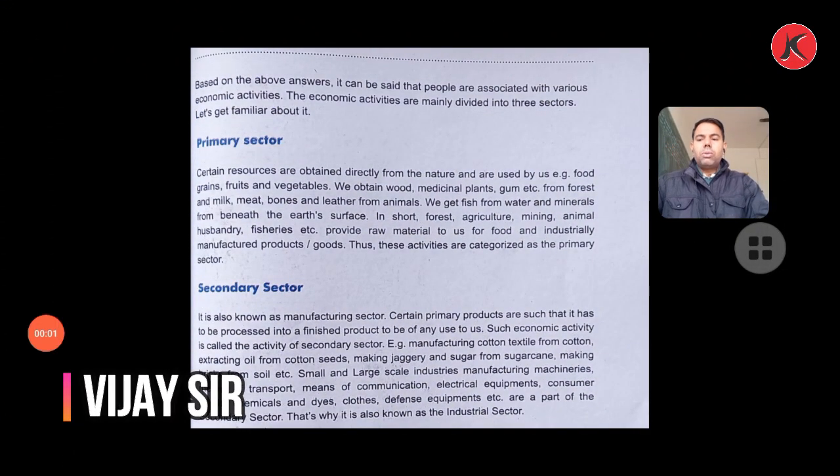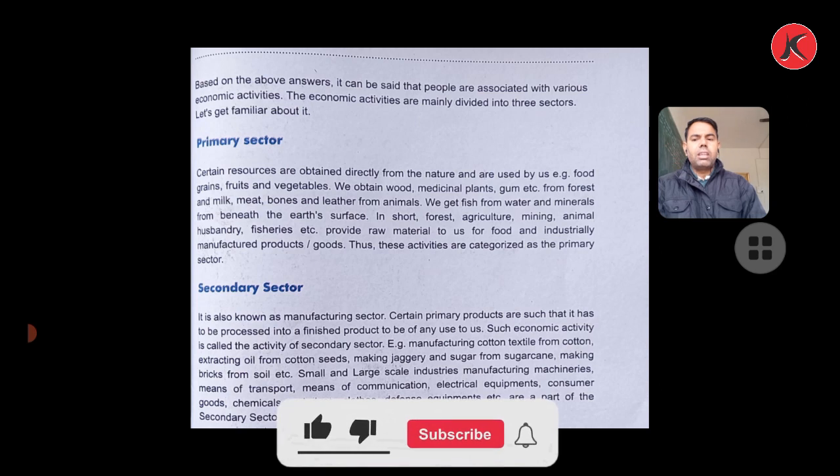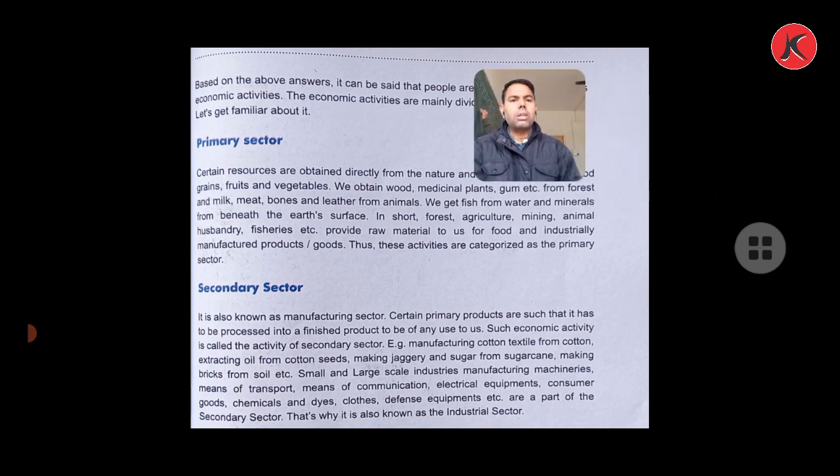Today we are going to start a new chapter. The name of the chapter is Our Economic System. In India, our economic system is divided into three sectors. The first sector is called the primary sector, the second is called the secondary sector, and the third is called the service sector.